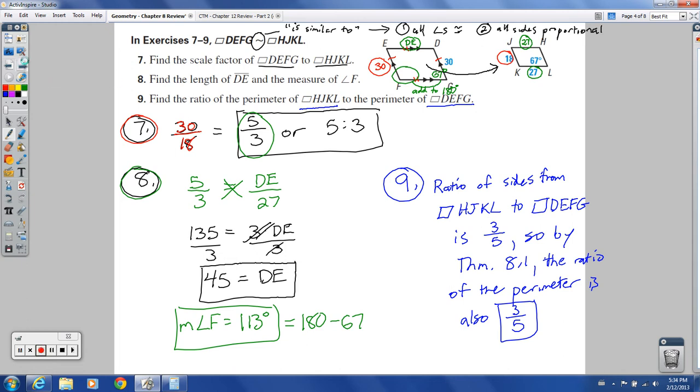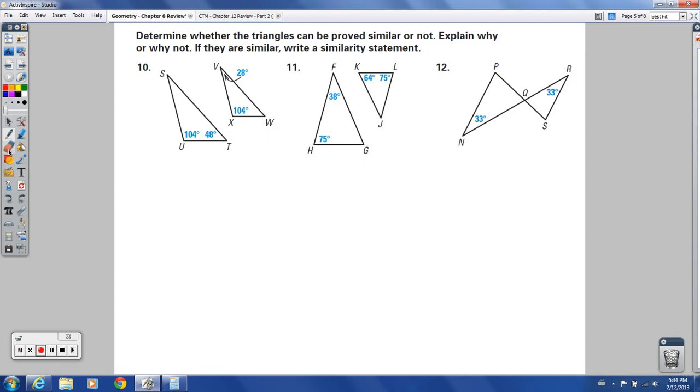All right, moving on then to number 10 and number 11. Number 10, determine whether the triangles can be proved similar or not. 10, 11, and 12 here. Explain why or why not. If they are similar, write a similarity statement. So this is 104, this is 48, this is 104 and 28. We need at least 2 angles matching up to be able to use angle-angle. That's what it looks like we could use here, and it also looks like what we might be able to use here.